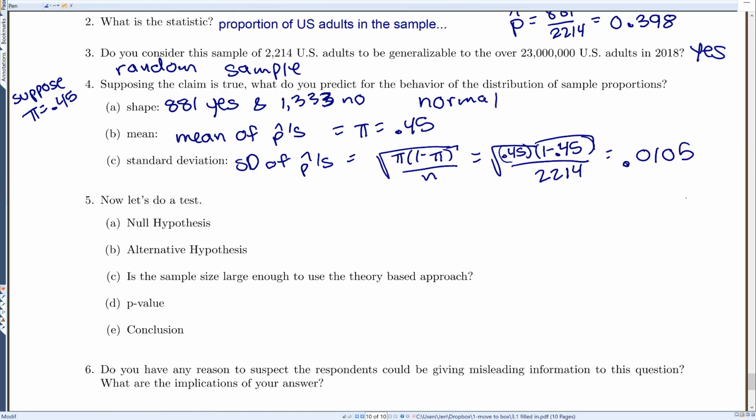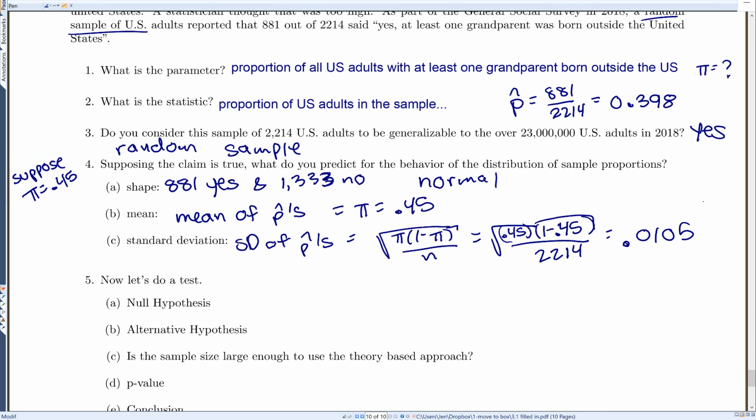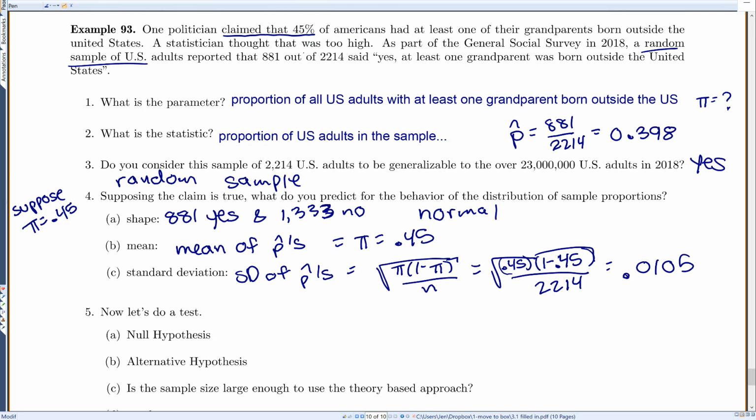Let's see, so now let's actually do a test. So let's write out the null hypothesis. You can write it out in words, you can write it out with symbols. Maybe do the alternative first. So they want to show that 45% is too high. So he's actually hoping to show the alternative hypothesis that pi is less than 0.45. Or he's hoping to show that the population proportion of all the U.S. adults with at least one grandparent born outside the U.S. is actually less than 45%. The null hypothesis then always has to be an equals, so it will just be that pi equals 0.45.